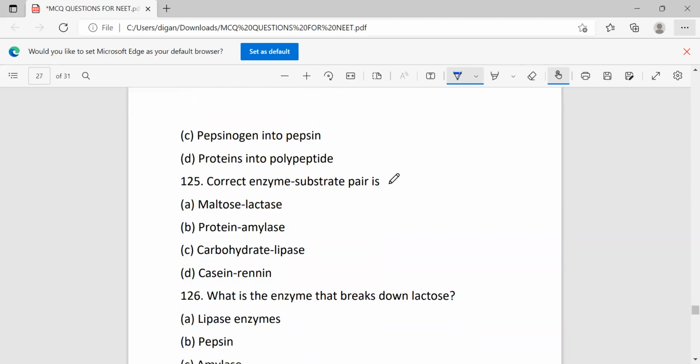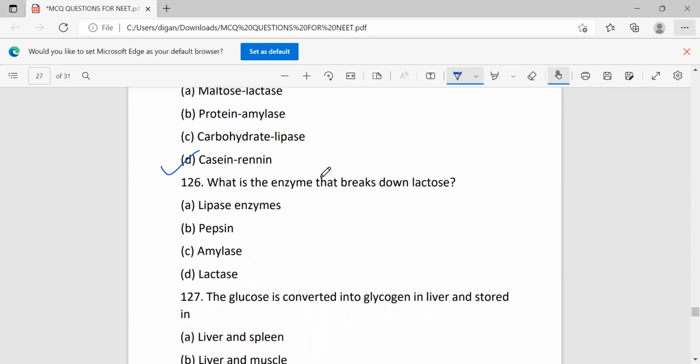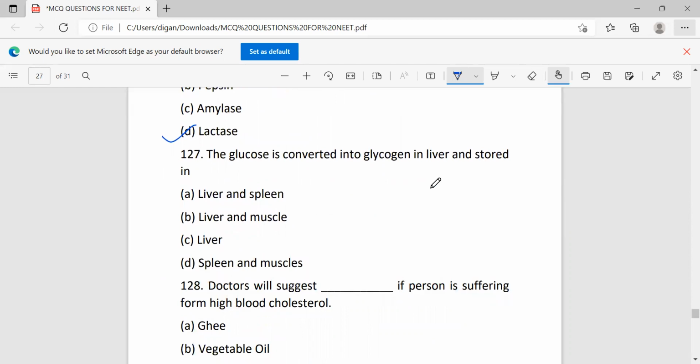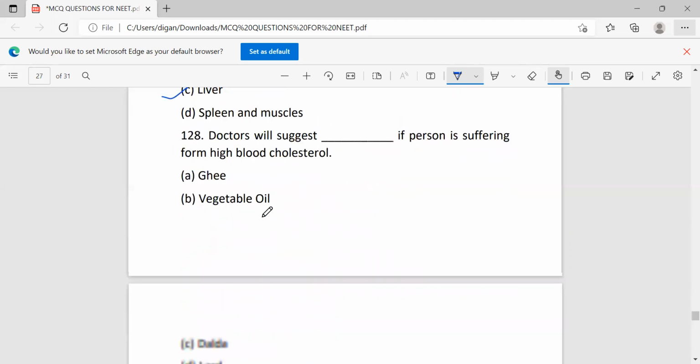Correct enzyme substrate pair is. For 125, the correct option is D, casein and rennin. What is the enzyme that breaks down lactose? Correct option is option number D, that is lactase. For 127, the glucose is converted into glycogen in liver and stored in. Option is 3, that is liver.